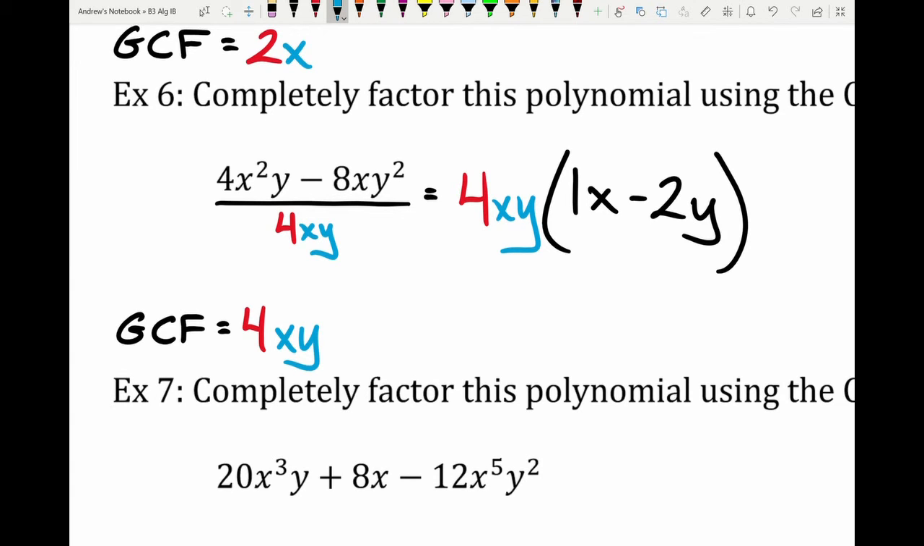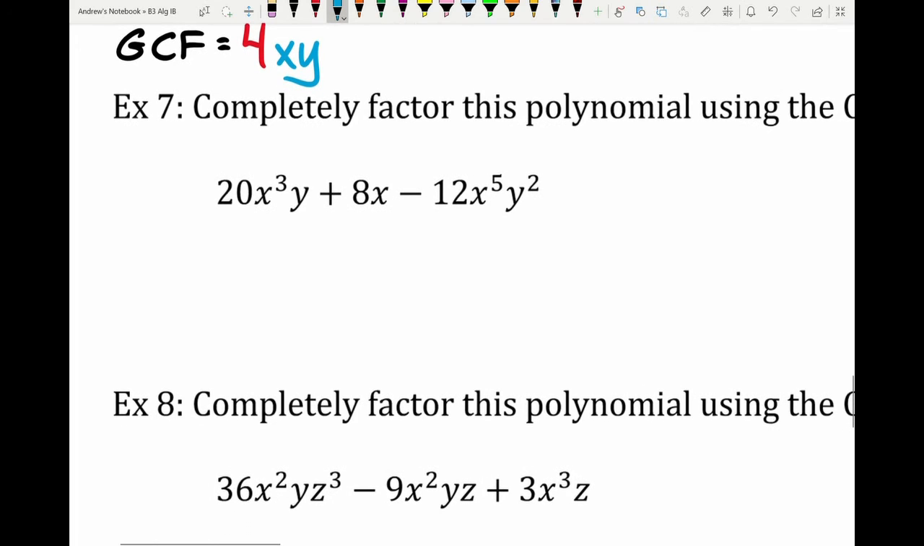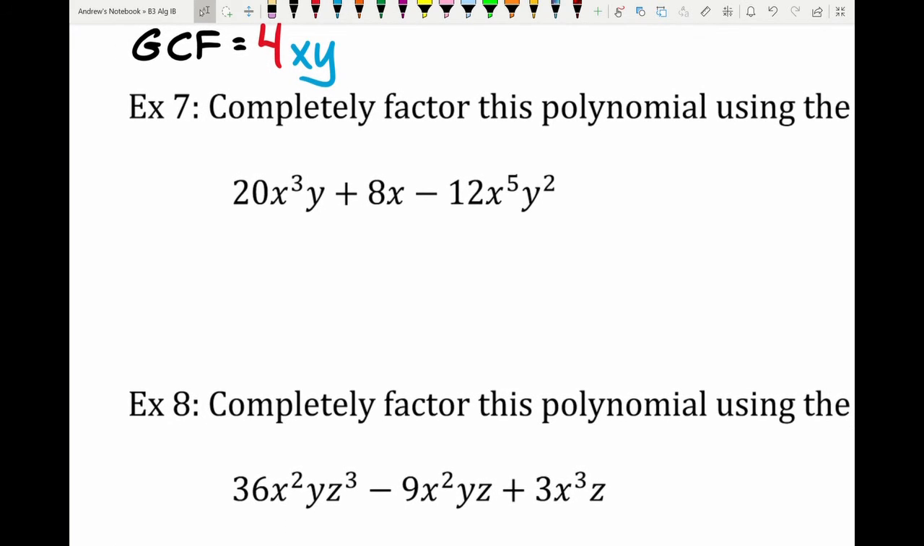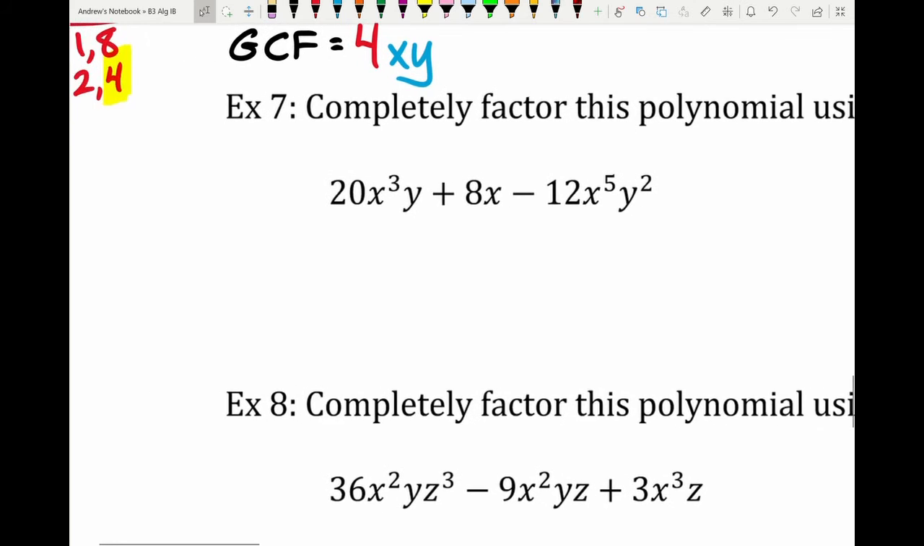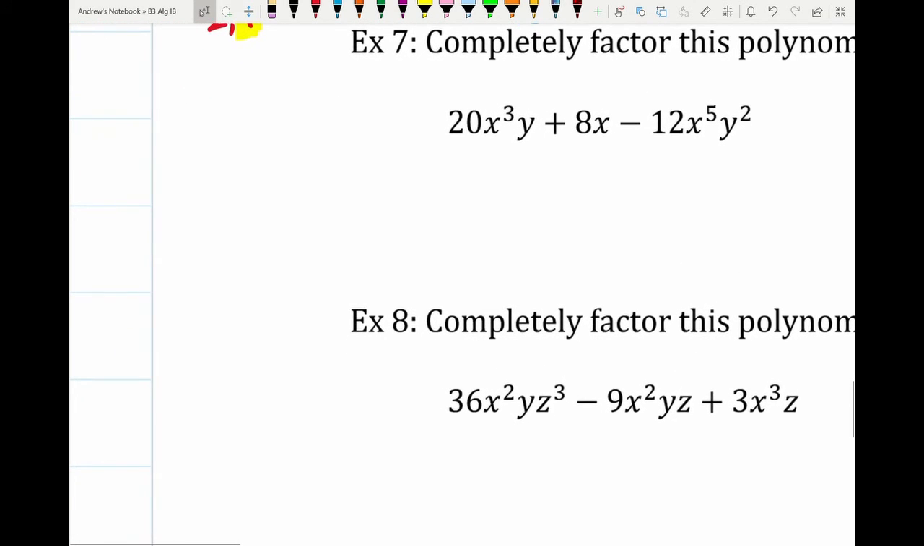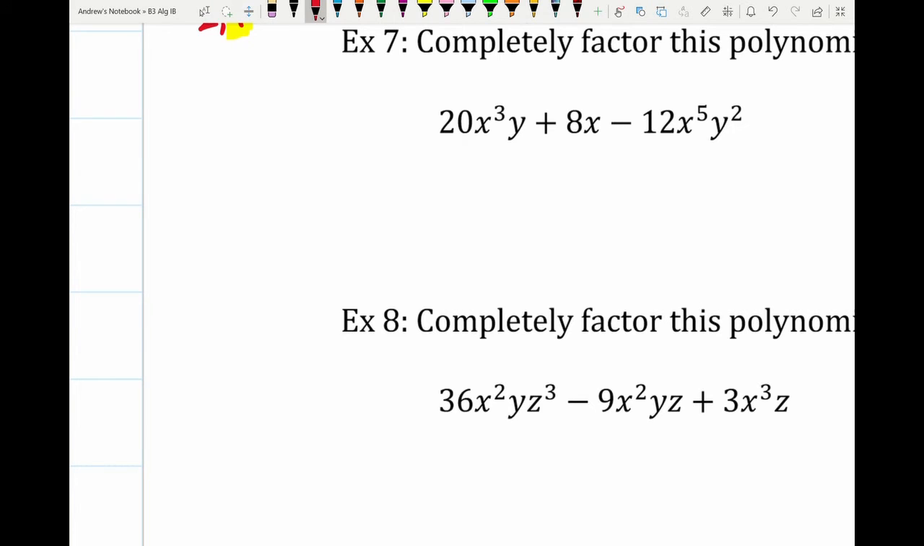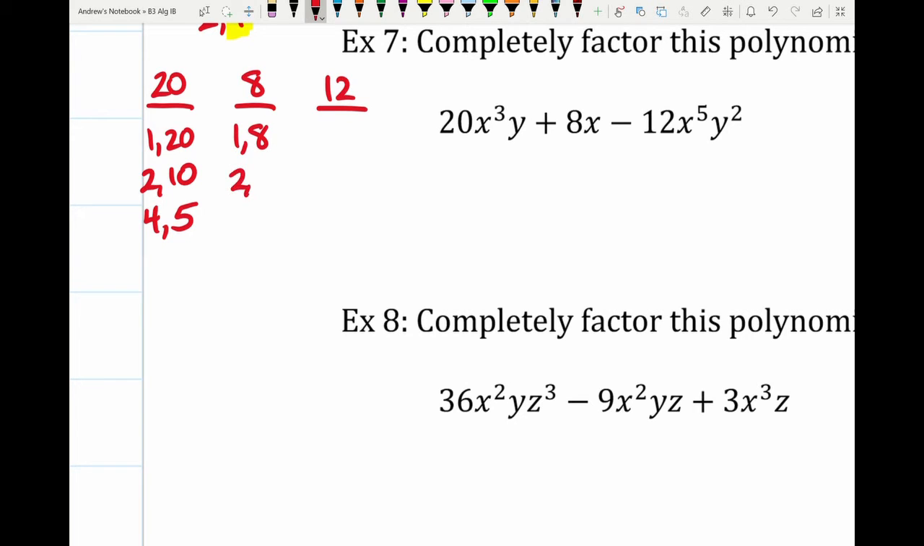Alrighty, so we're going to keep on going. Number 7. Same kind of deal, except now there's more stuff. You might be thinking, oh wow, this looks like it sucks. So we do have a little bit more to do with the numbers, so let's do that real quick. Same old deal as always, except now we've got a 20, an 8, and a 12 to worry about. Factors of 20: 1 times 20, 2 times 10, 4 times 5, and that's it. Factors of 8: 1 times 8, 2 times 4, done. Factors of 12: 1 times 12, 2 times 6, 3 times 4.